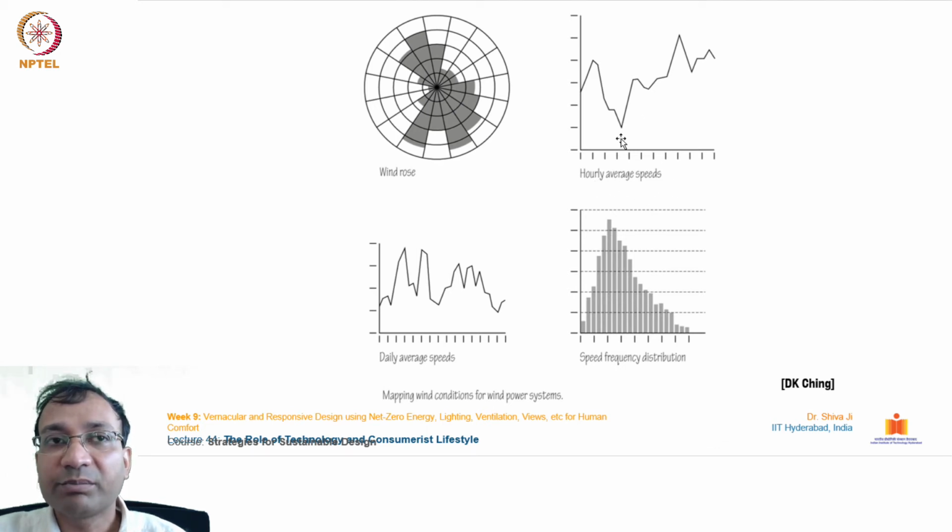Further, we have the hourly average speeds, at what hour of the day how much wind is observed, then daily average speeds, then a daily frequency distribution. These charts are helpful in understanding what kind of wind patterns and movements exist on any given site location, and accordingly we can design our buildings. In this manner we can choose the location of the doors and windows and other openings, and strategize depending upon the requirement. Do we want cross ventilation, or do we not want cross ventilation, and things like that.